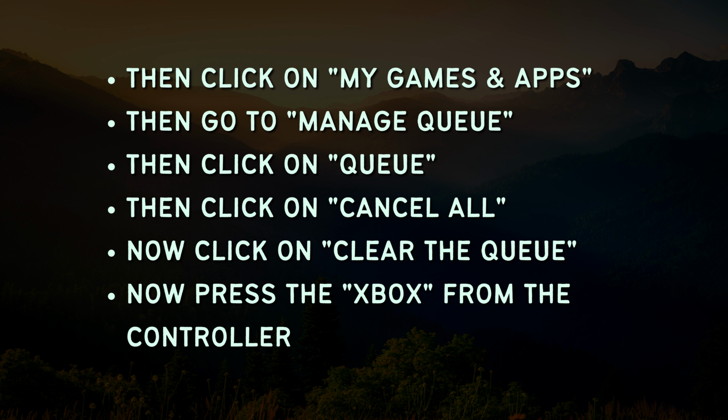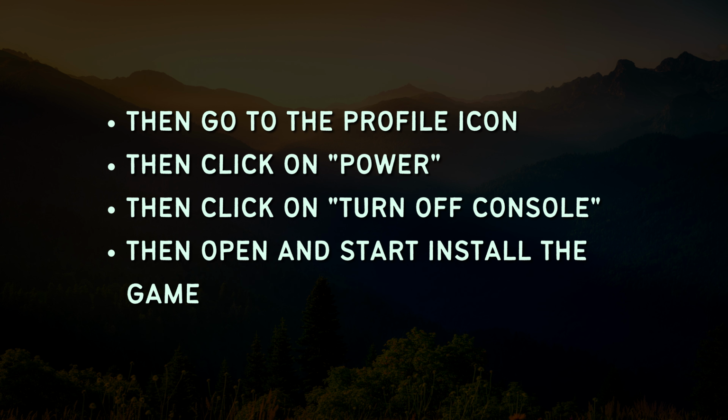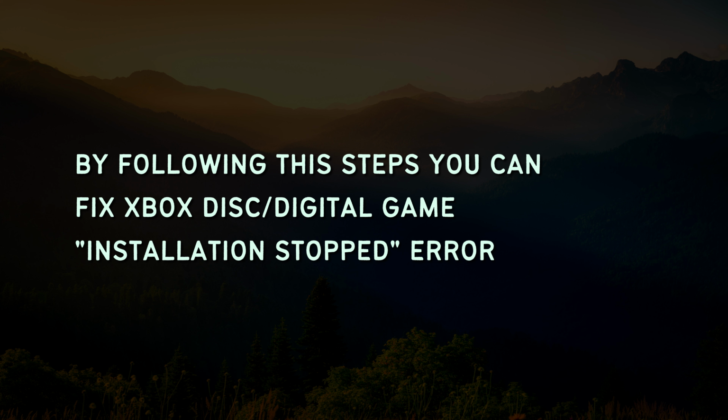Now press the Xbox button on the controller, then go to the Profile icon, then click on Power, then click on Turn off console, then open and start installing the game. By following these steps, you can fix the Xbox digital game installation stopped error.